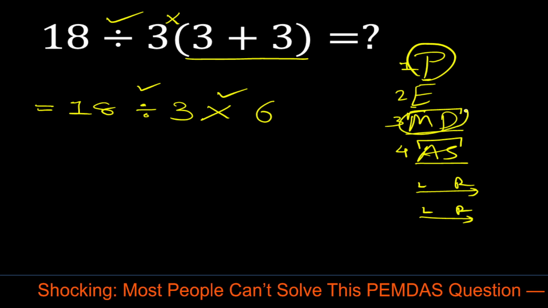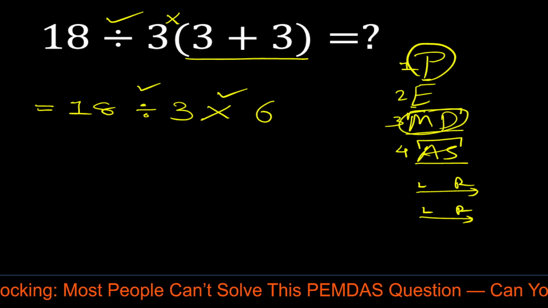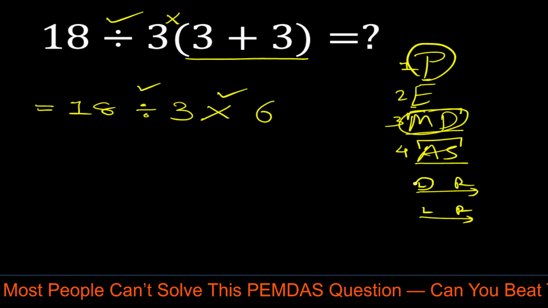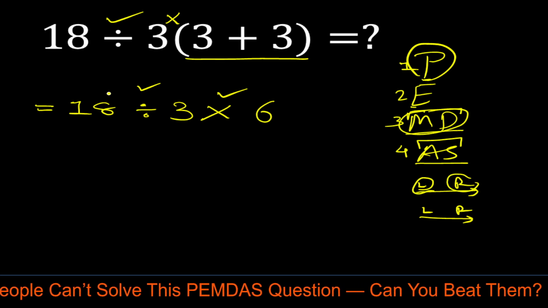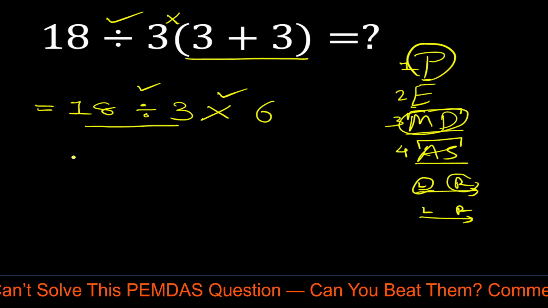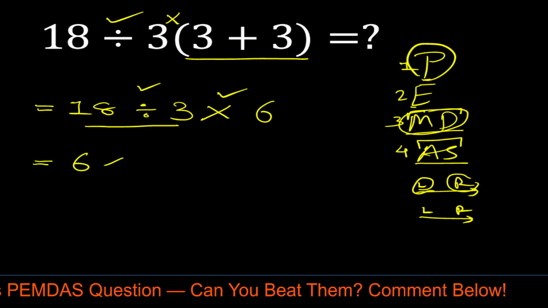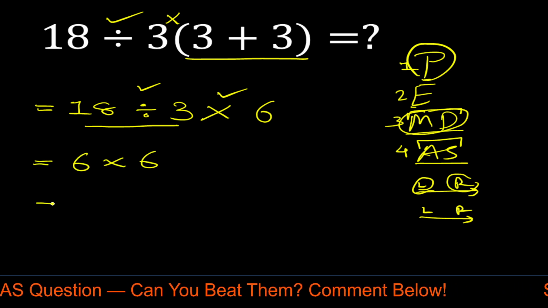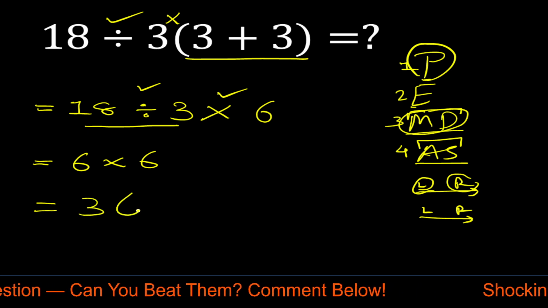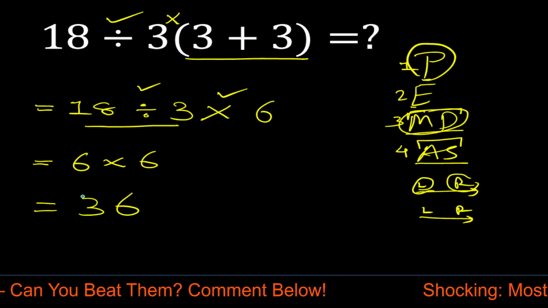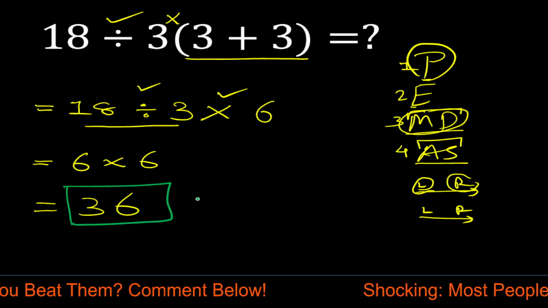Now here we have division and here multiplication. So multiplication and division both have equal priority. So we have to solve it from left to right. So first we have to solve this division. So 18 divided by 3 is equal to 6, times 6. So 6 times 6 is equal to 36, right? So the correct answer is 36.